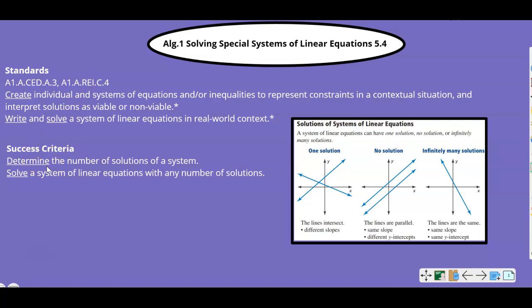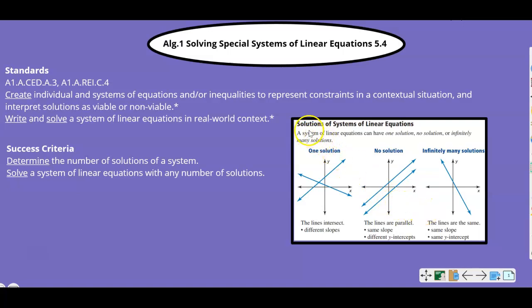Today you need to be able to determine the number of solutions of a system. You need to be able to solve a system of linear equations with any number of solutions. If you remember in the previous lessons, we have solved by graphing, by substitution, and by elimination. Sometimes you see special cases, and that's what we're going to look at in this lesson.